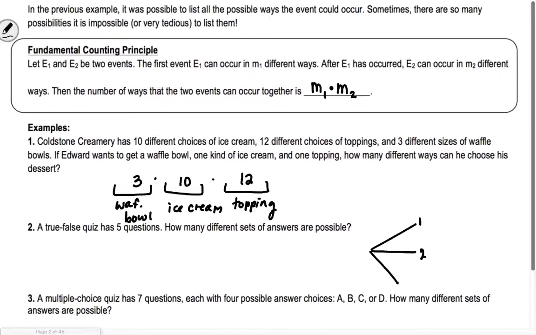So 1, 2, 3. And then from that, I could have waffle bowl number 1, and I could pick ice cream number 1, ice cream number 2, ice cream number 3, ice cream number 4, all the way to 10. That's a lot. And then each of those branches could have 12 branches off of it. And it ends up being 360 total routes that you could take. So this would be one route there. Does that make sense? It's a lot of routes. So there's 360 total ways of doing this.